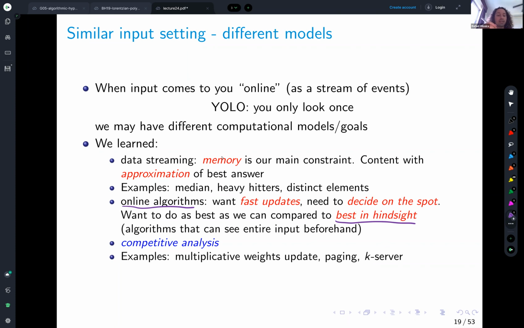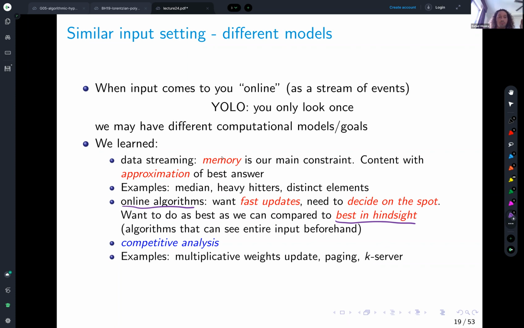And this already gave rise to the competitive analysis that we studied, right? And here we have many examples. For example, the multiplicative weights update is an example of an online algorithm. And the paging problem that we saw as well was the main first example of online algorithms, right?